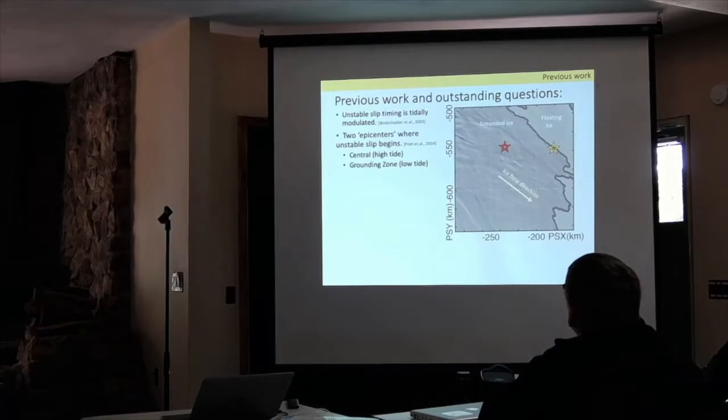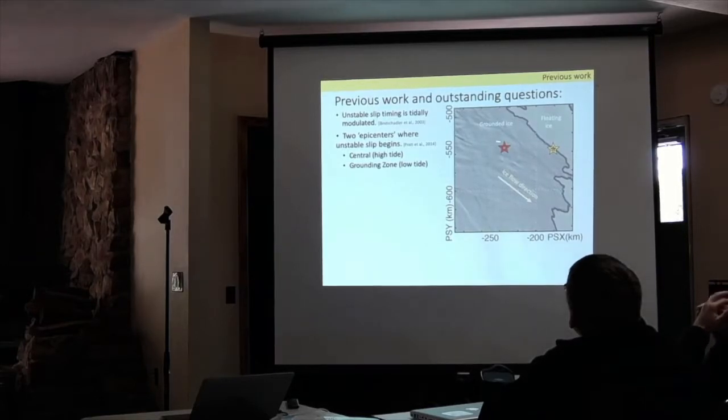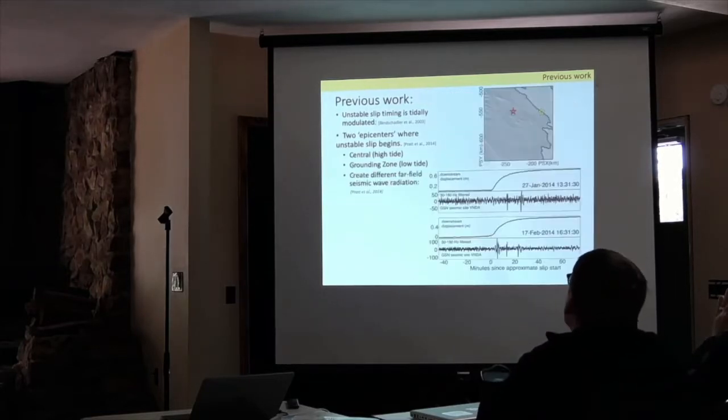The other thing is that the unstable slip events are kind of like earthquakes, right? And just like an earthquake, we can figure out where the high-speed phase of unstable slip begins. There are two of these epicenters of unstable slip, like the epicenters of earthquakes. And Pratt et al. in 2014 suggested that there's two of them. One unstable slip event will start at either one or the other. Usually the central epicenter, this red star, is where slip begins at high tide, and the yellow one is where slip begins at low tide in the previous work.